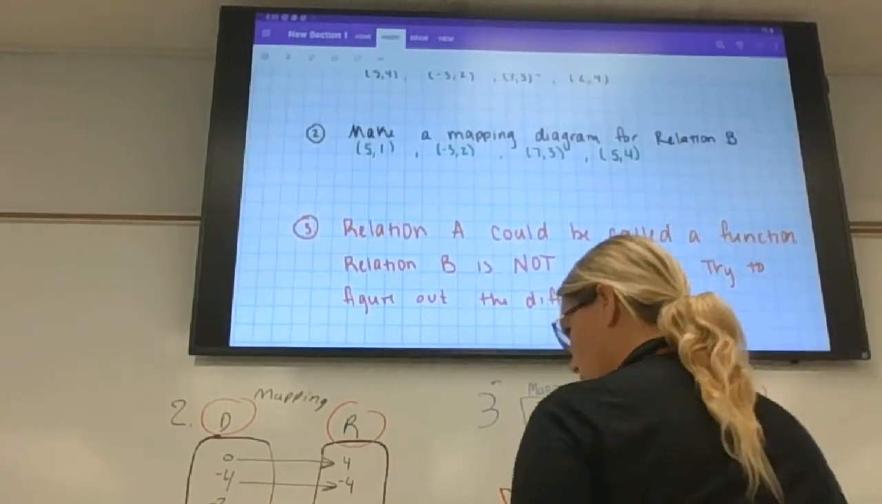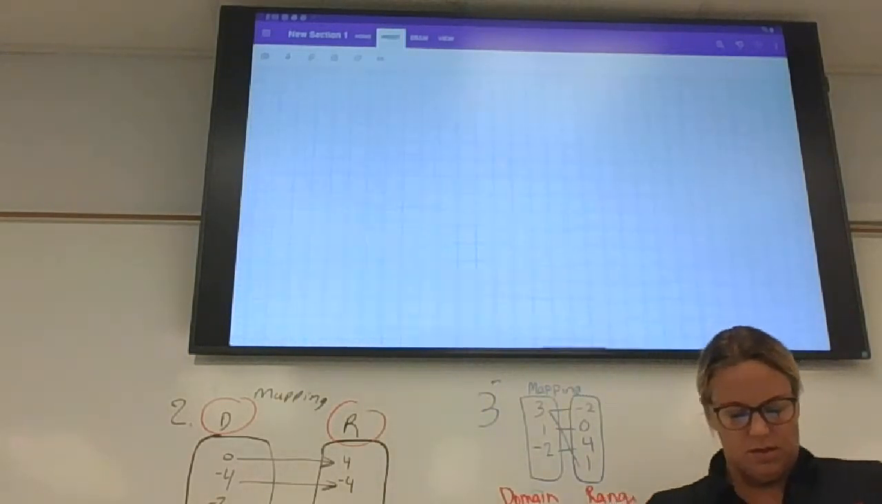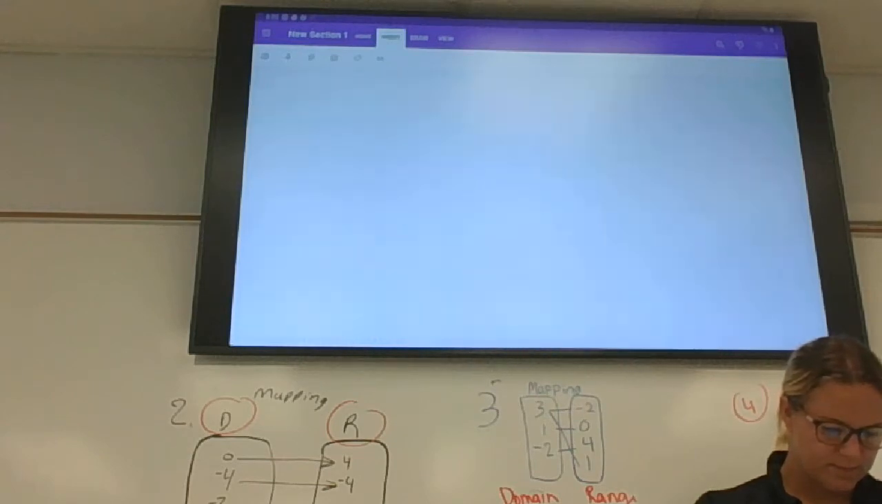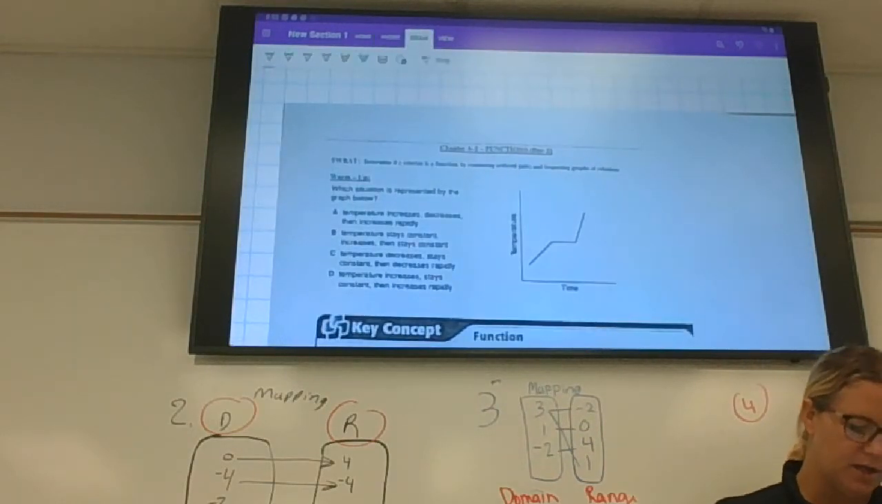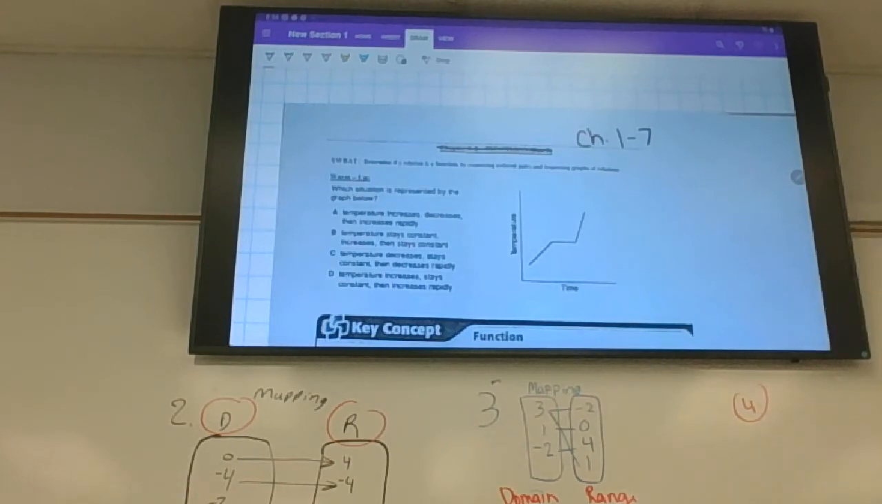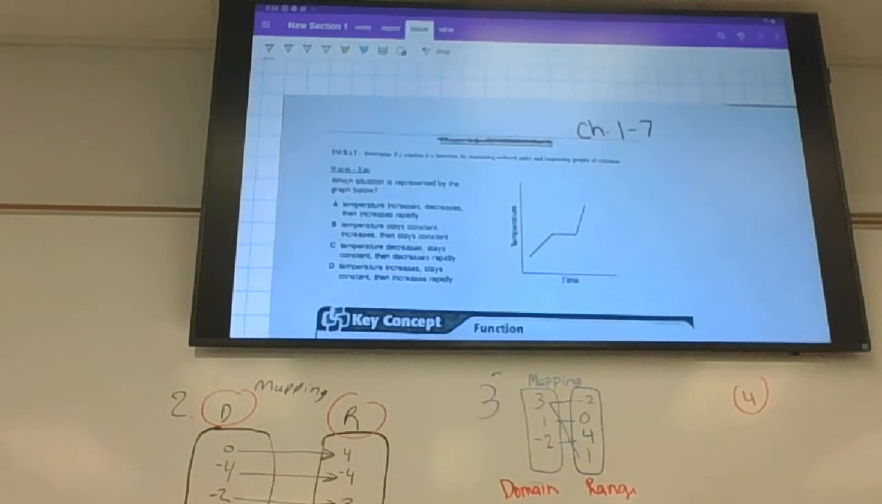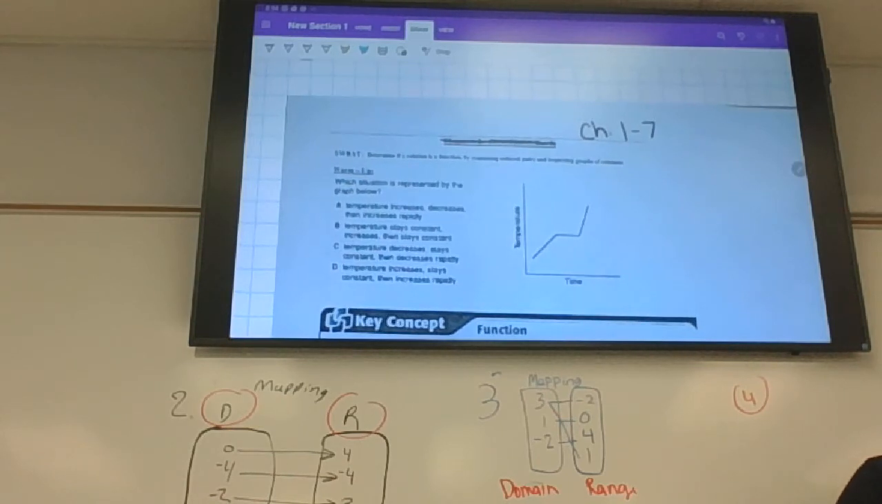Please get out your homework. Yeah, so I took these diagrams from something else. So this is actually chapter 1-7, if you could just fix that. All right, so a little warm up. Which situation is represented by the graph below? Take a moment in quiet. Everybody be silent. Let everybody pick A, B, C, or D. You can write on this. So sometimes it's nice just to go ahead and write right on here.